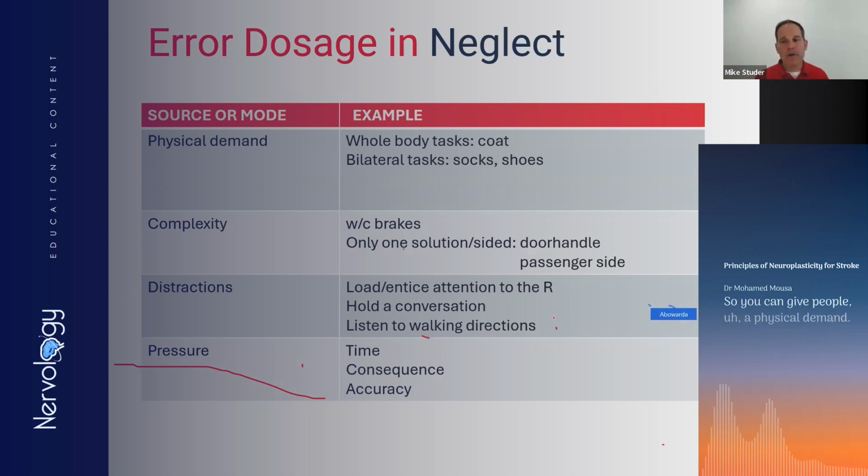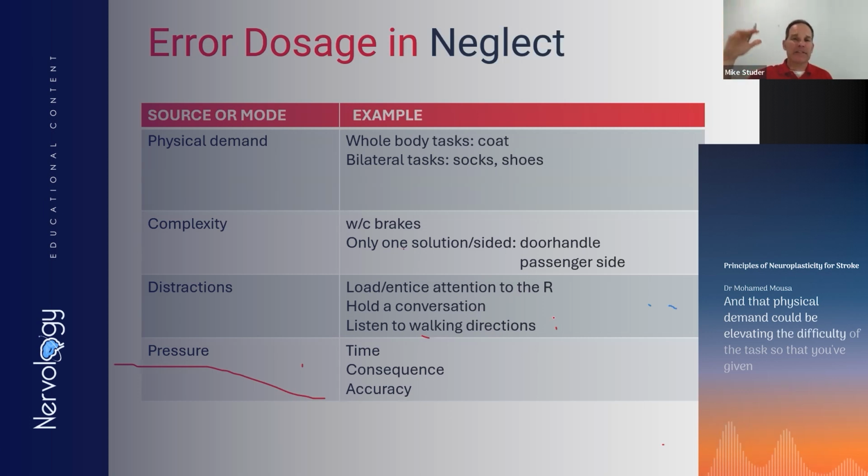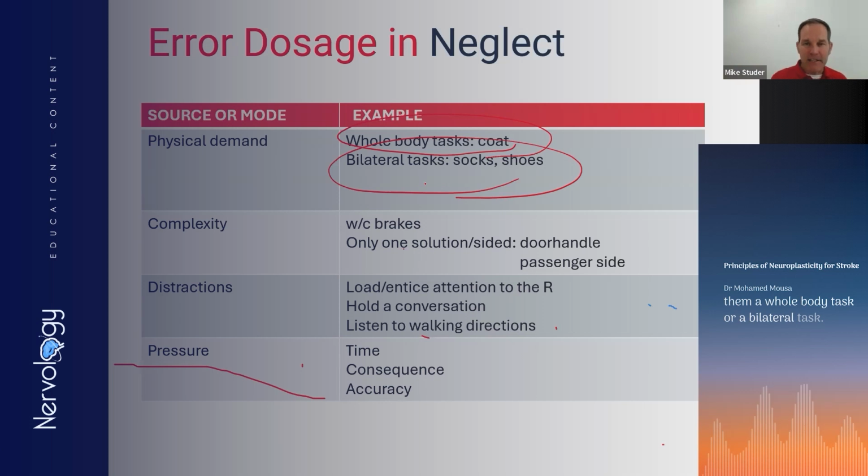So you can give people a physical demand, and that physical demand could be elevating the difficulty of the task so that you've given them a whole body task or a bilateral task. So that's just one way to do it for physical demands. If you want to make a task more difficult so that they can overcome their neglect and you want to make it more complex, you might give them the assignment to finish both brakes on their wheelchair or the leg rest in their wheelchair, or in fact, actually perform a car transfer.